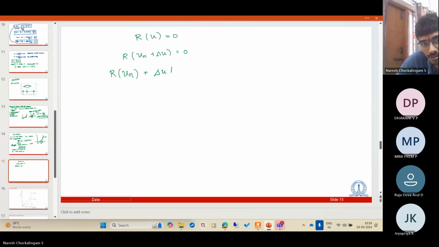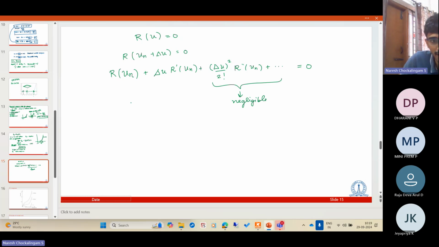Delta u times r dash of un plus delta u square divided by 1 factorial times r double dash of un divided by factorial plus higher order terms. You want to set this equal to 0. But this is also nonlinear in delta u. So the approximation we do is to let these be negligible. Right, neglect these. So this will not be a perfect zero, but let us find what is delta u such that it takes it closer to zero. So this is the dominant term.